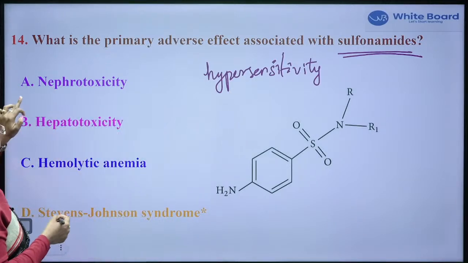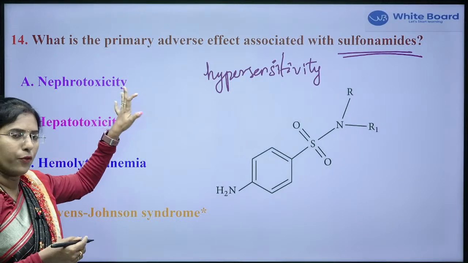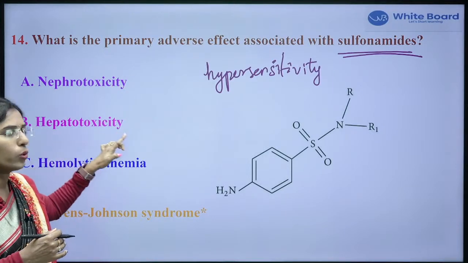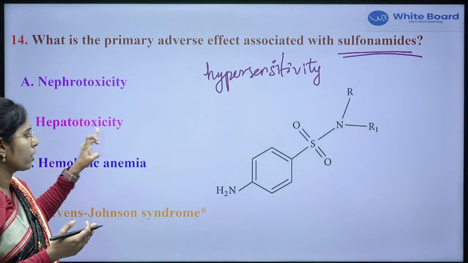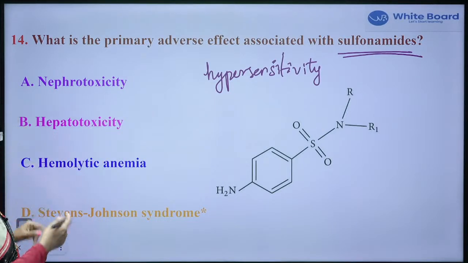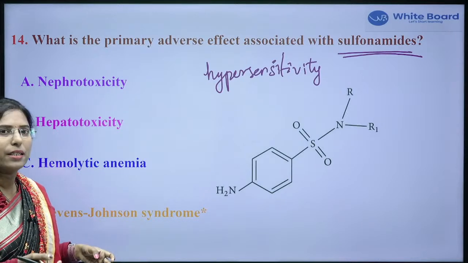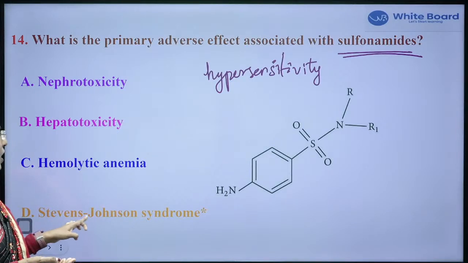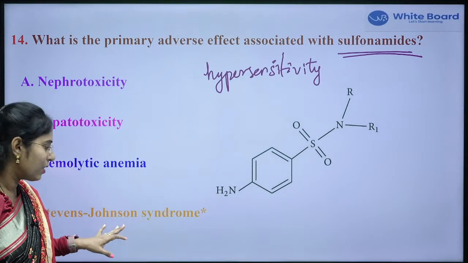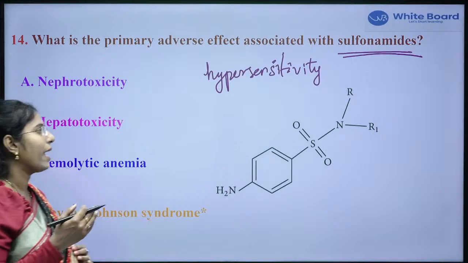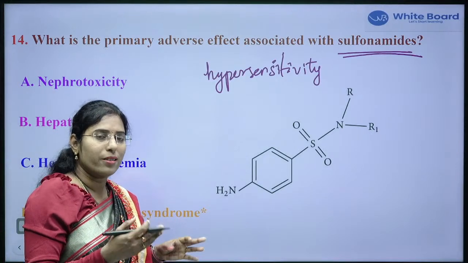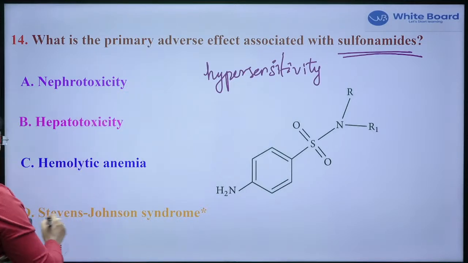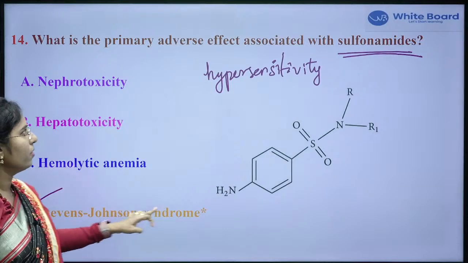So, here the four options are nephrotoxicity. Nephrotoxicity is nothing but toxicity of the kidneys. Okay, hepatotoxicity, toxicity of our liver. And next, hemolytic anemia. It's a condition of anemia due to hemolysis. Next, Stevens-Johnson syndrome. So, Stevens-Johnson syndrome is a rare skin disorder which causes rashes and blisters on the skin. So, the sulfonamides are associated with Stevens-Johnson syndrome.